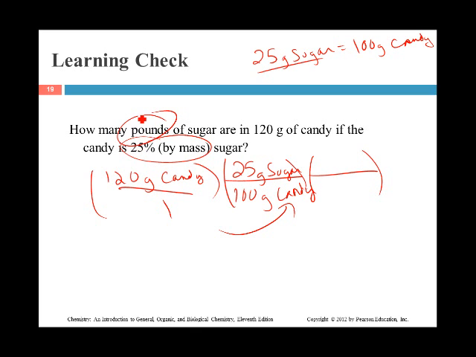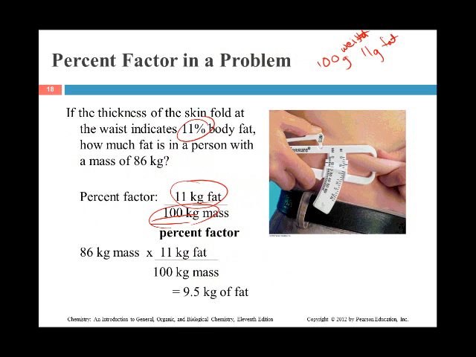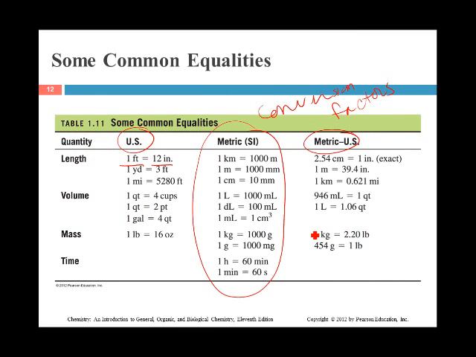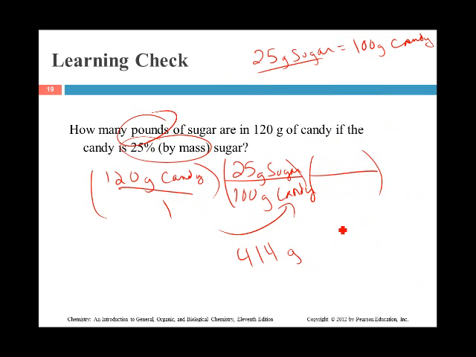They want it in pounds. Do I have the conversion factor for pounds? I think it's 414. Let's see if it's up here. Alright, mass. Here we go. 454 grams per pound. That was close. 454 grams is equal to 1 pound.